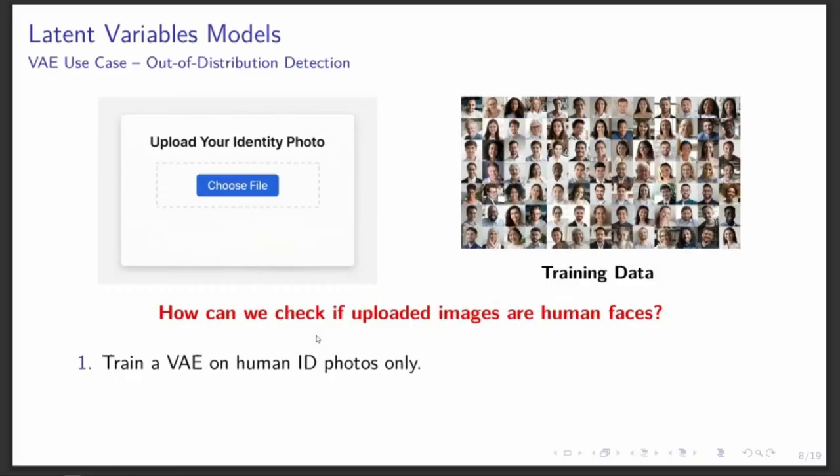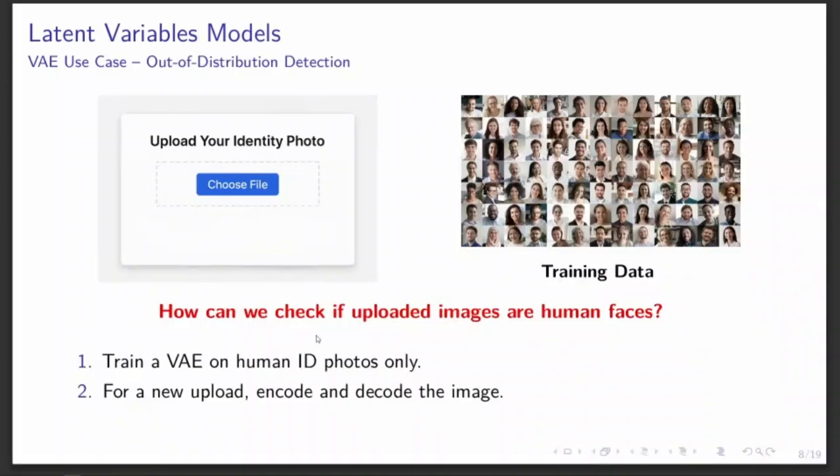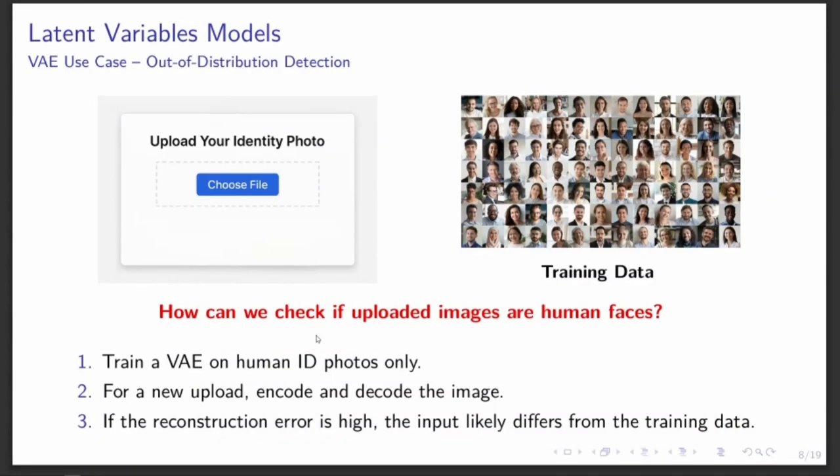So when we have a new image, what we can do is to encode it and decode it. But if it's not a human face image, we can see that our encoder and decoder will not be able to encode and decode it because they were trained only on human faces. So if we struggle to encode and decode, we can say that this new image is likely far away from the training data distribution.